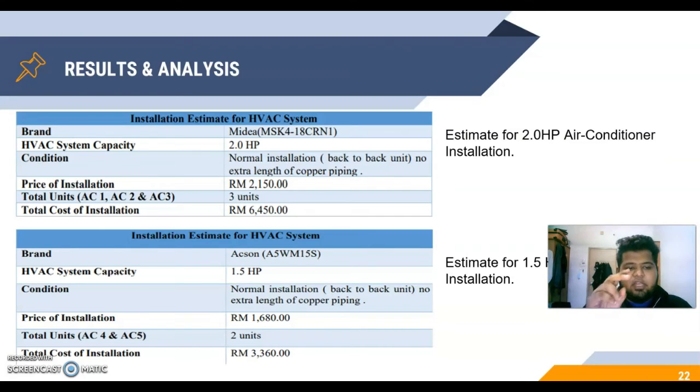Okay, so there are 2 installed units of 1.5 horsepower in the small mosque, and the total cost of installation for 2 units is around 3,360. Well, when you're picking a HVAC system, always look at the power consumption, which you are able to control. Pick a HVAC system according to your area of cooling.